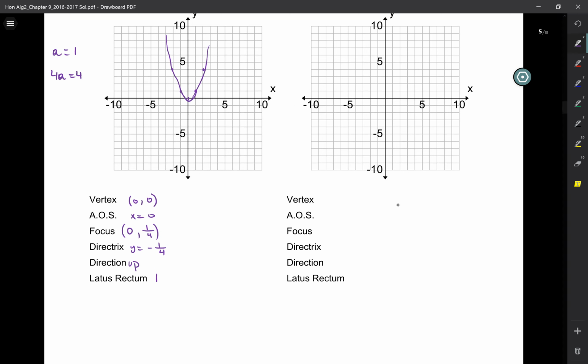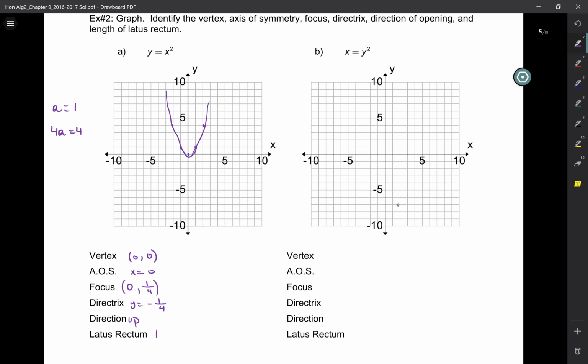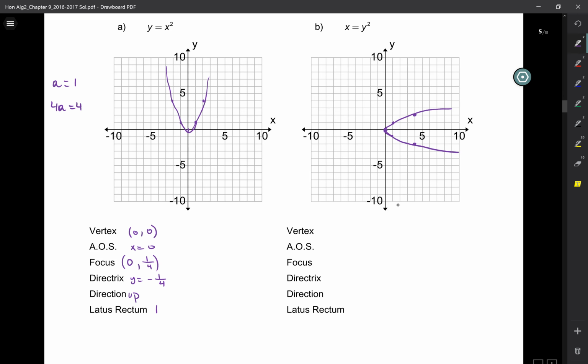Okay? So let's do the next one. X equals y squared. Now, if I go up, so it's 0, 0. If I go up 1, I go over 1. Now it's switched. And then if I go up 2, I go over 4. So x and y are switched now. Okay. So the vertex is at 0, 0. The axis of symmetry this time is y equals 0.